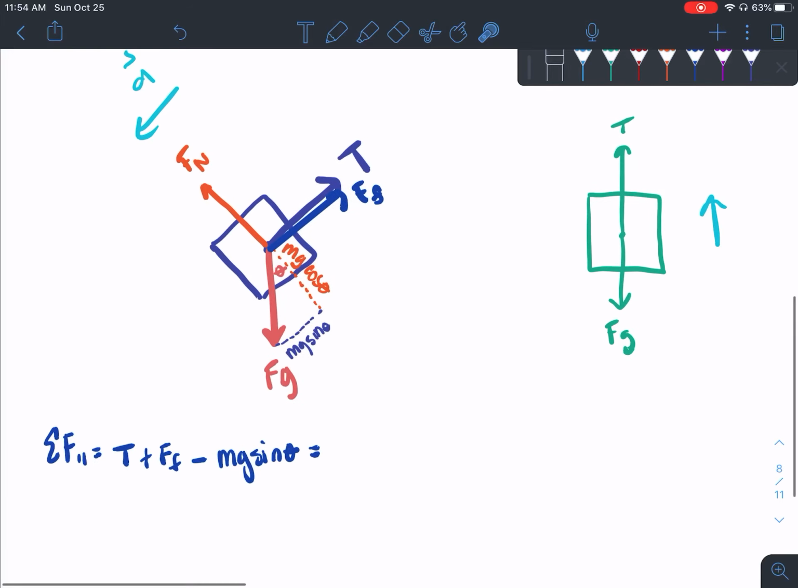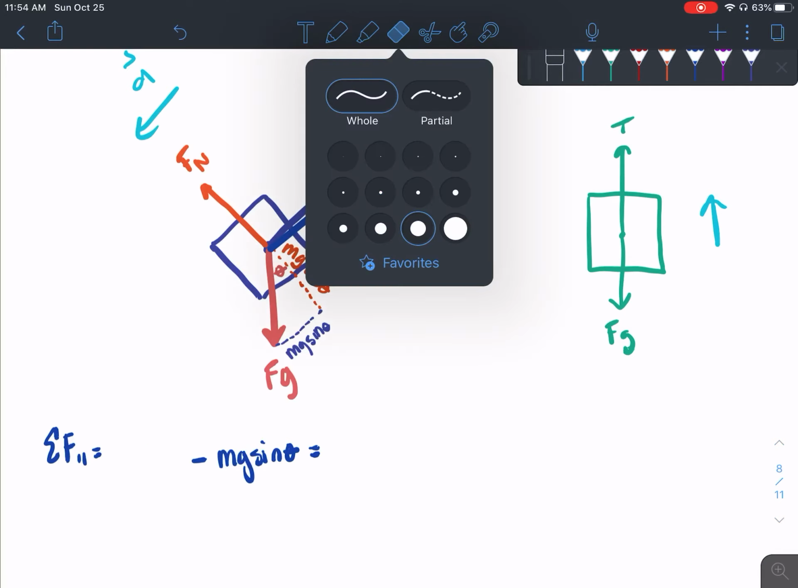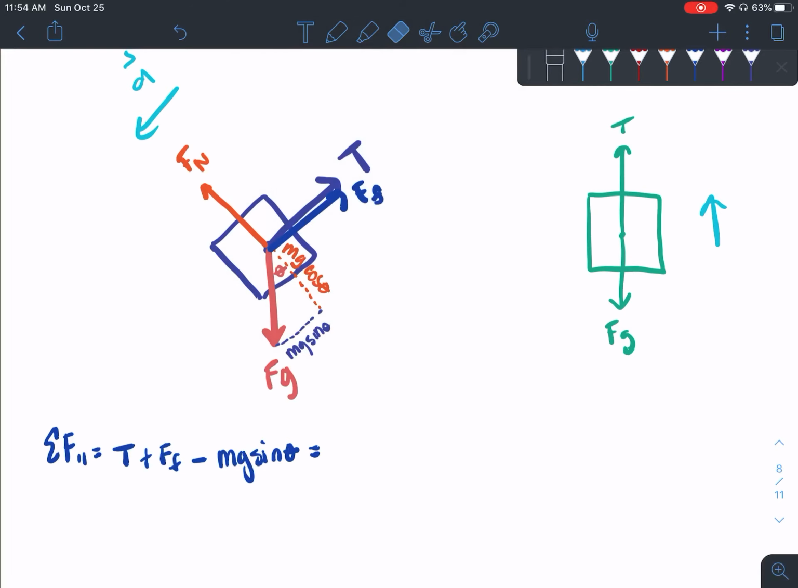Some of you guys may have wanted to go ahead. Something that I do often is making sure, oops, that's way too big of an eraser. I often like to make sure that my positive is in the same direction as that possible acceleration. So I could have made these two negative and this one positive. Because this is equal to 0, that doesn't matter.